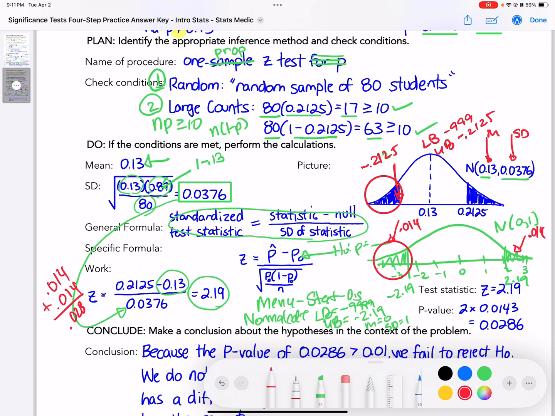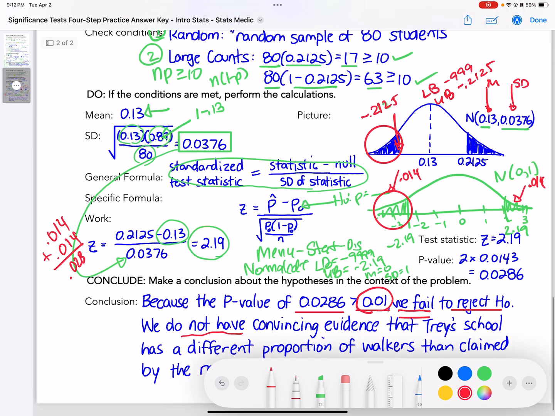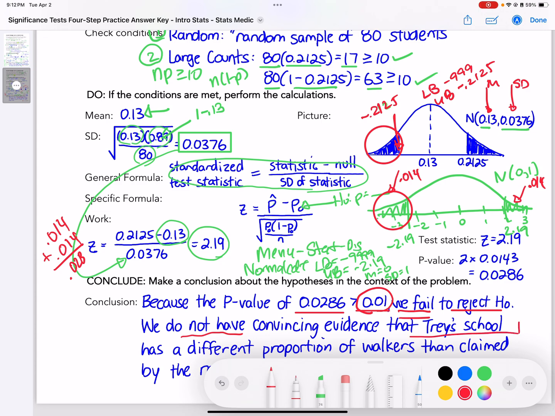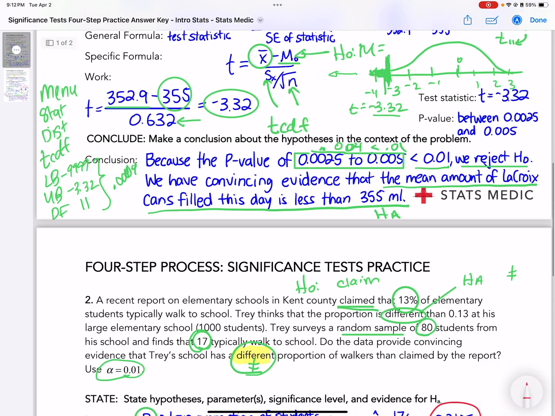0.028. Now, as you see, because the p-value of 0.028 is greater than 0.01, remember that's what I was given in the beginning for my alpha, we fail to reject H0. So now we say we do not have convincing evidence that the school has a different proportion, which is just my HA. Okay, I hope that helps, and just let me know if you have any other questions. Great.